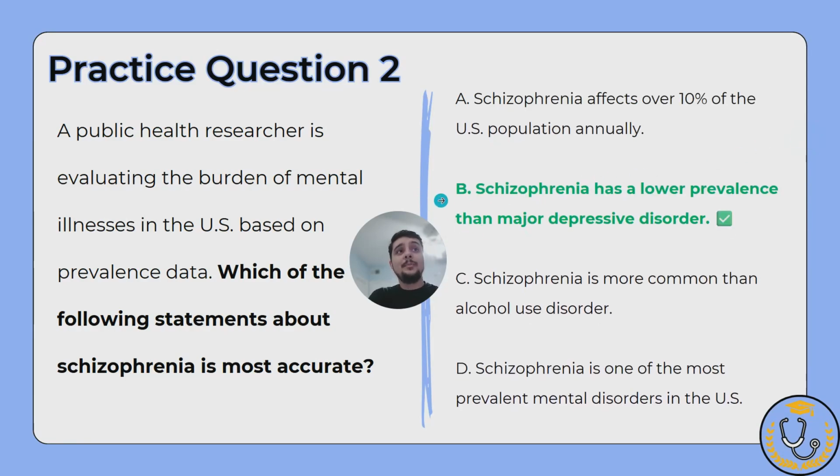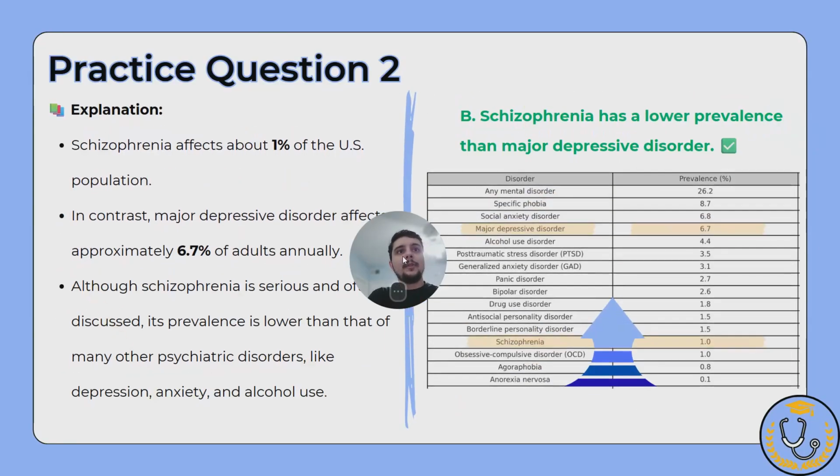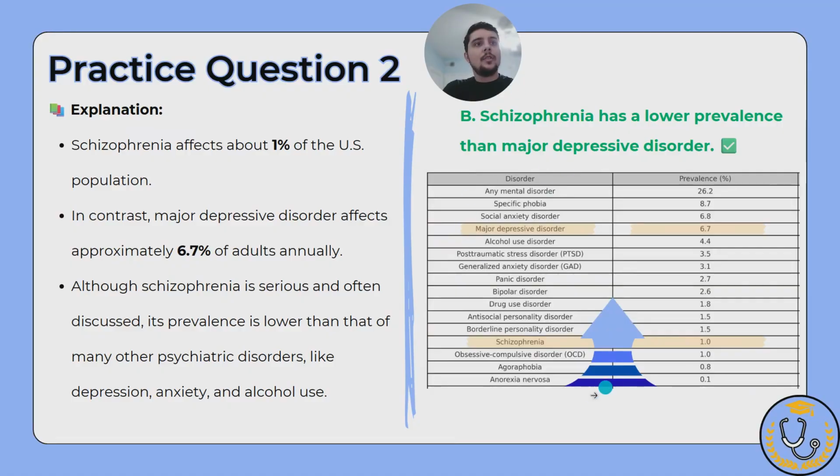The correct answer here is B. Schizophrenia has a lower prevalence than major depressive disorder. As you remember, we refer back to our table here. So you can see that at the bottom, it is least prevalent, up top, most prevalent. So schizophrenia is about 1% of the US population, whereas major depressive disorder affects approximately 6.7% of adults annually.